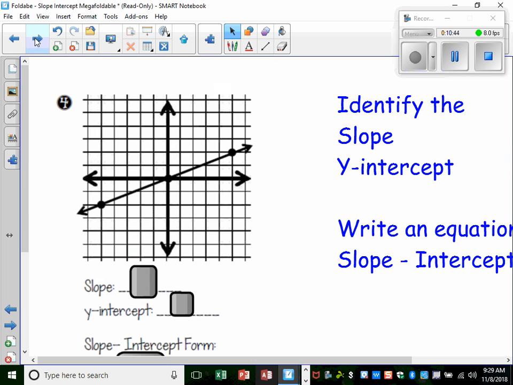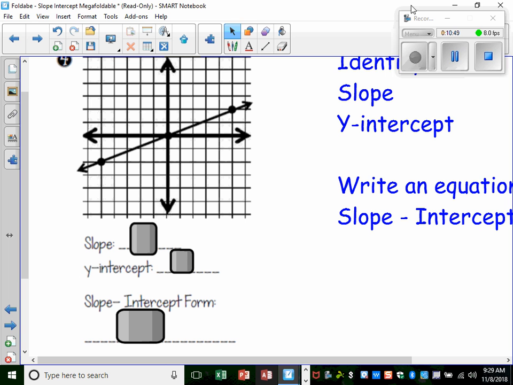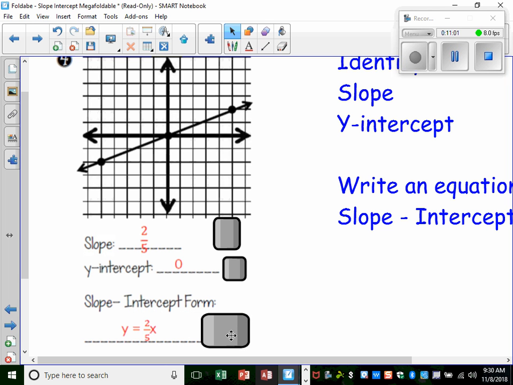All right, let's do the next one. All right, someone give me the slope. All right, 2/5. What's the y-intercept? Actually, the y-intercept is 0. Now, this is one of those exceptions where you do not write 0. So we're not going to say y equals 2/5 x plus 0. We just say y equals 2/5 x. So you have to know if it's passing through the origin, you don't put plus 0. Okay? It's one of those exceptions. All right, any questions so far? Because now we're going to get into some graphing.